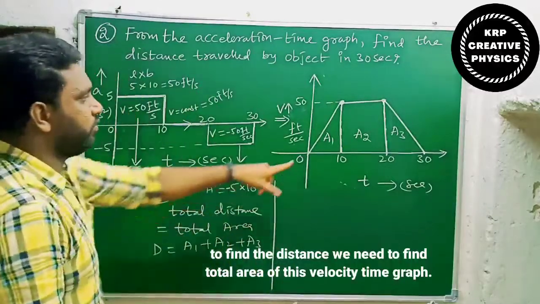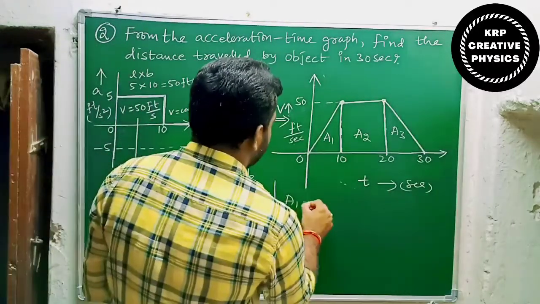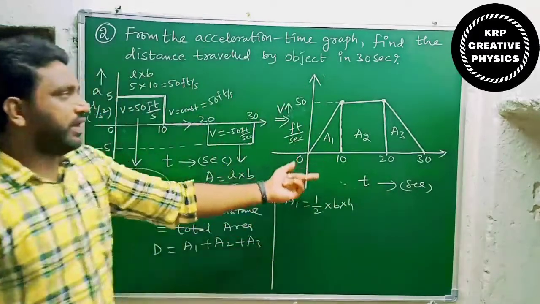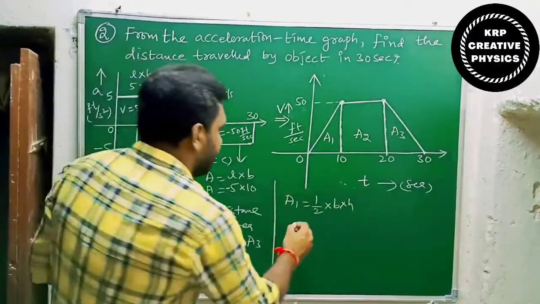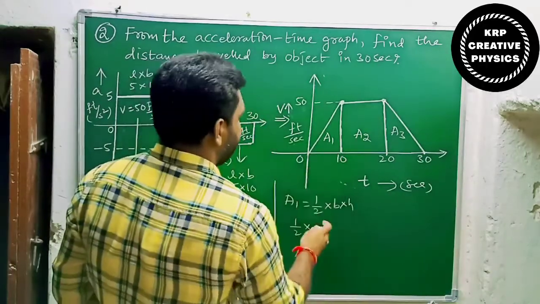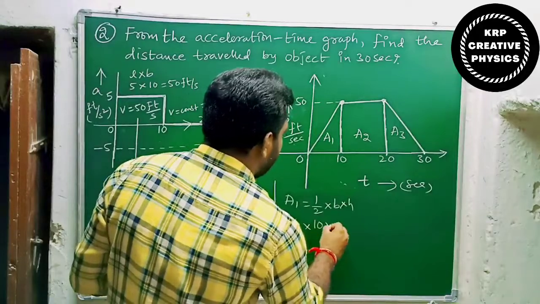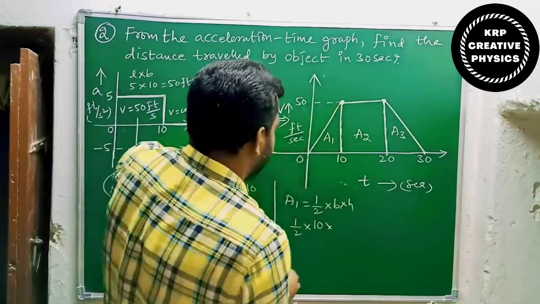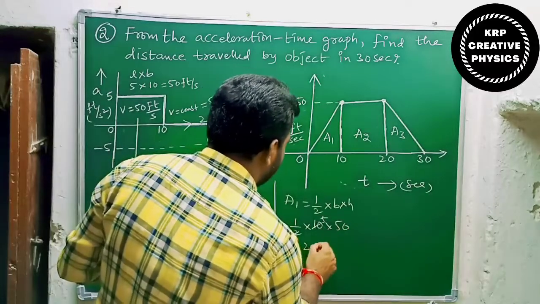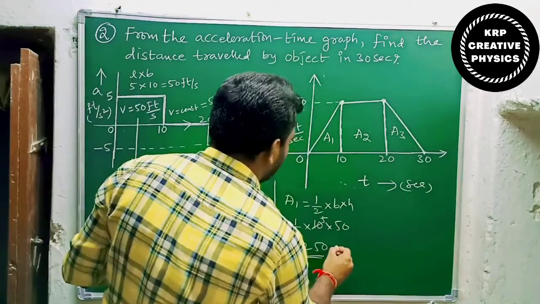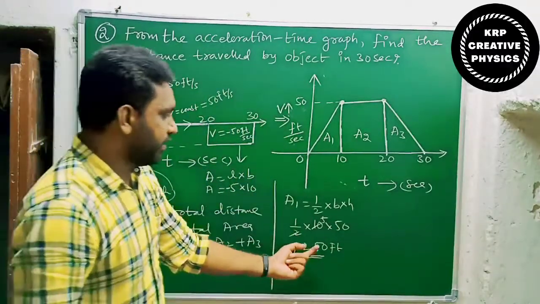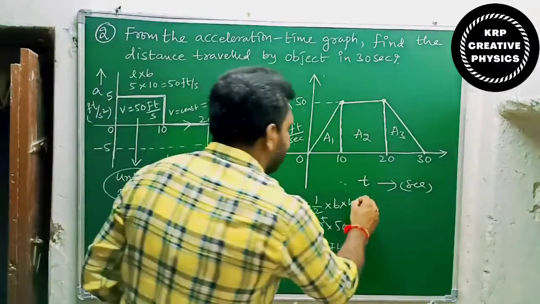First, one by one we will find out. First we will consider A1. It is in the form of a triangle. So half into base into height. You know that very well. Many times I told that. So what about the base here? If we consider A1, half, base value how much? 10. So this is the base, 10. Height is 50, the y-axis reading. Half into 10 into 50, how much? 250. So we got area 1, 250 feet. This is distance. So the area of the velocity time graph is in terms of distance, feet. Here the units, feet, are given, so we are writing feet.